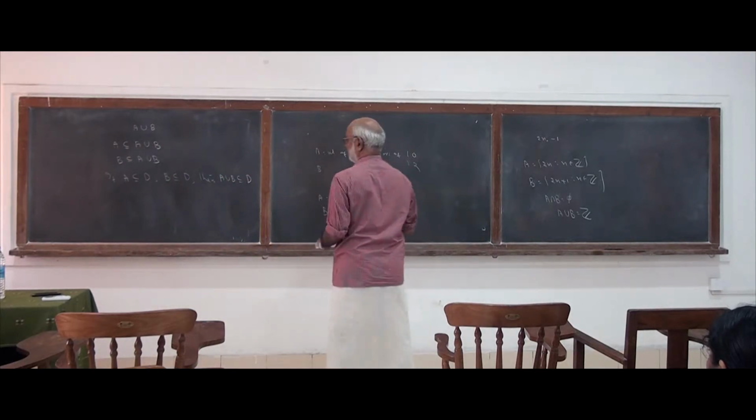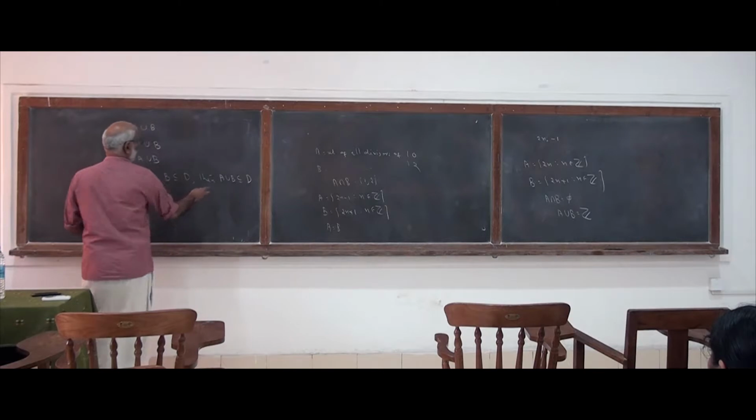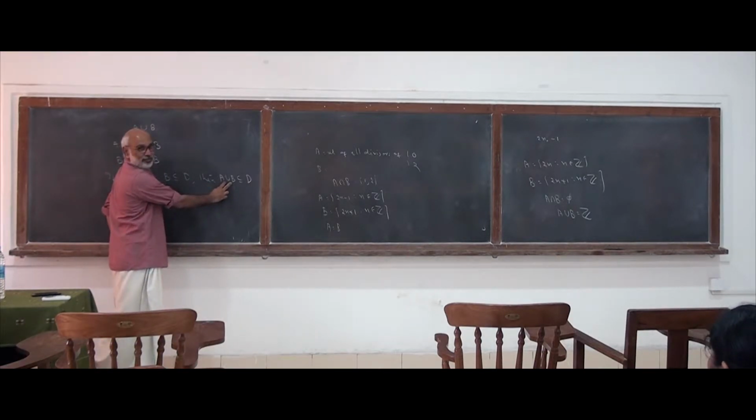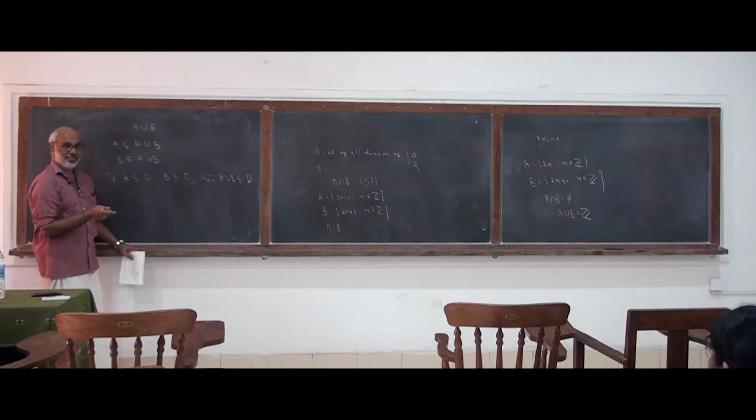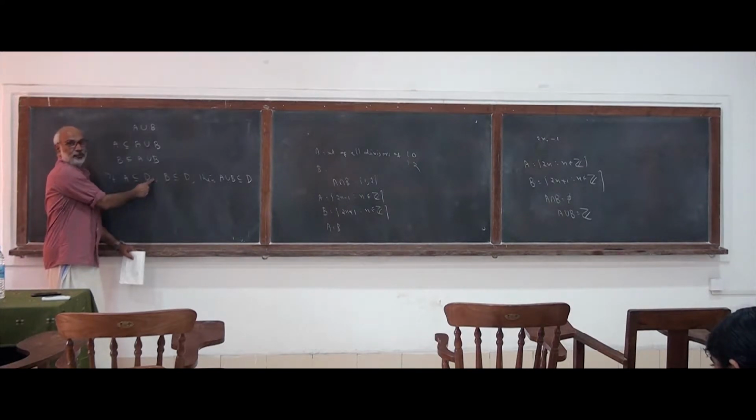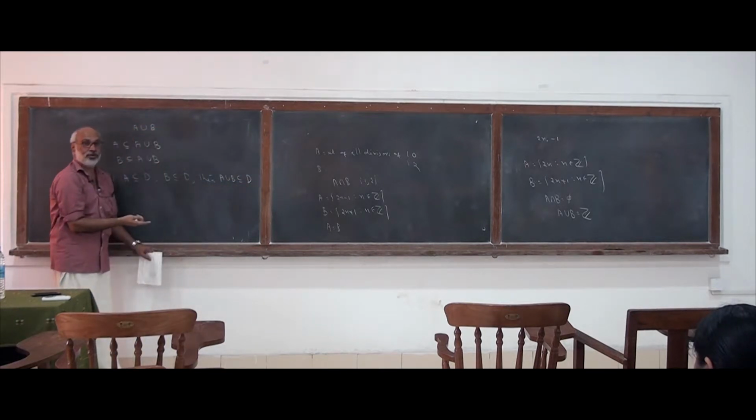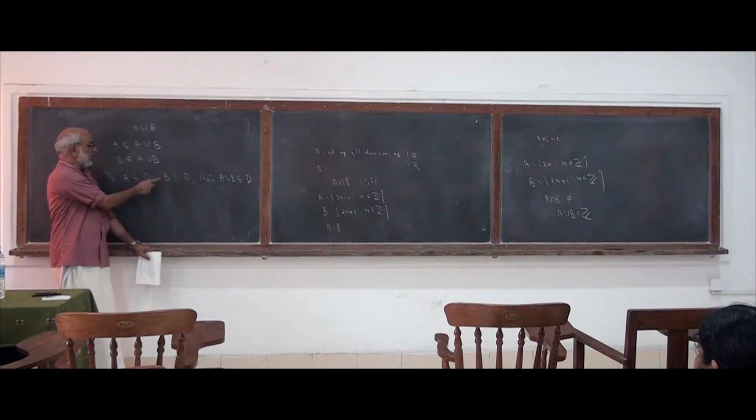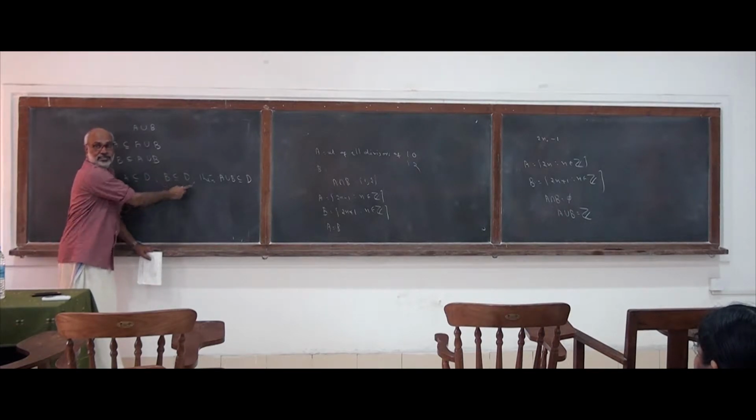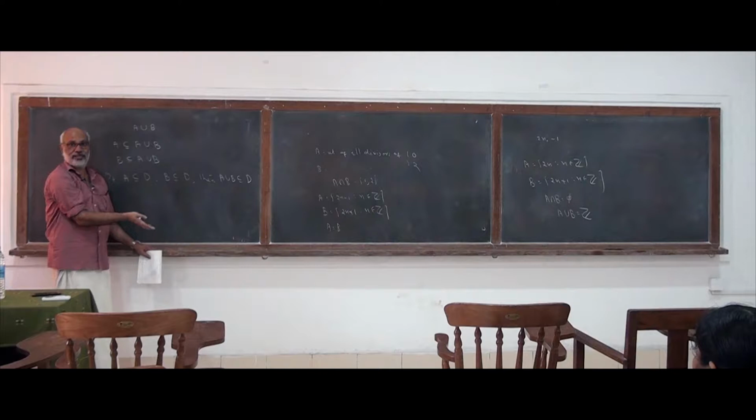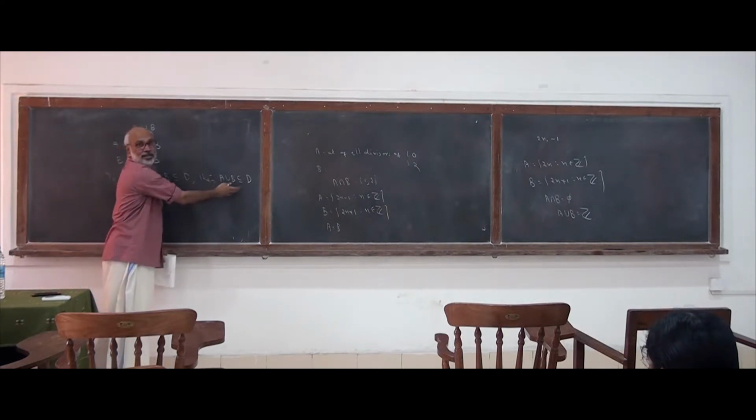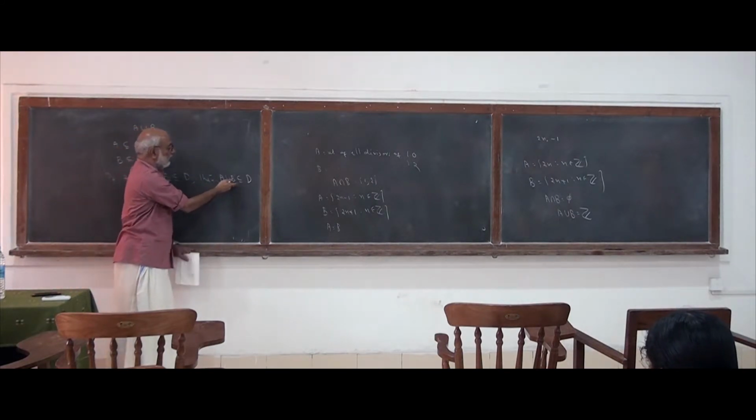How to prove this? We have to take an element of A union B. There are two cases: x is an element of A, or x is an element of B. If x is an element of A, then x is an element of D. Now case 2, x is an element of B. Since B is contained in D, x is an element of D. So in both cases, x, an element of A union B, is in D. That is, A union B is contained in D.